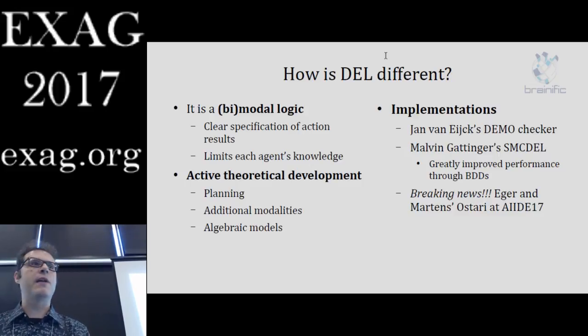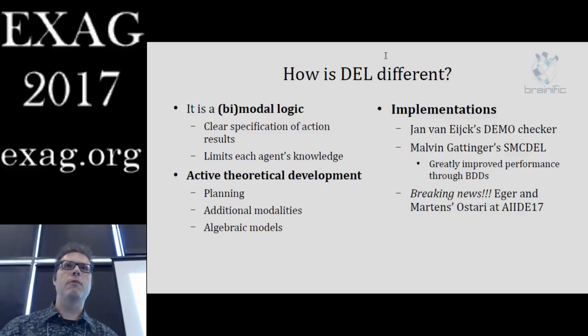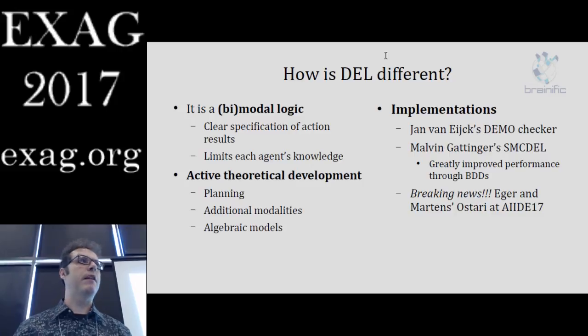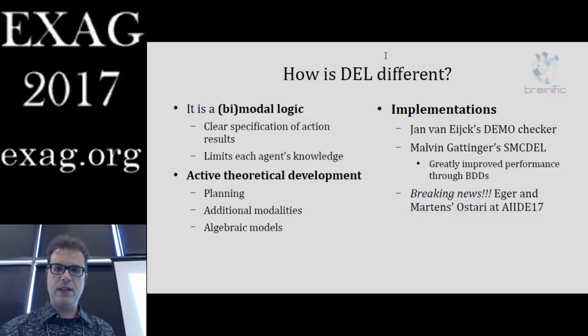First, as we have said, there is a bimodal logic with a clear specification of the results and outcomes of an action. It includes a specification of what an agent knows or doesn't know, the limits of their knowledge. It has a very active theoretical development with connections to different fields like planning, some other modalities which we will talk about later on, and algebraic models. And there are some already ready-to-use implementations. For example, Jan van Eijck's DEMO checker, Malvin Gattinger's SMCDEL, and, as I learned at the conference, Eger and Martens' study, which will be presented next Saturday, if I'm not wrong.